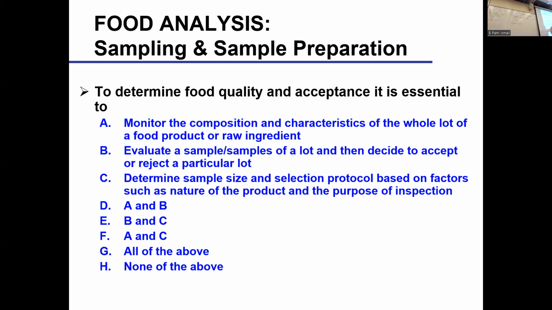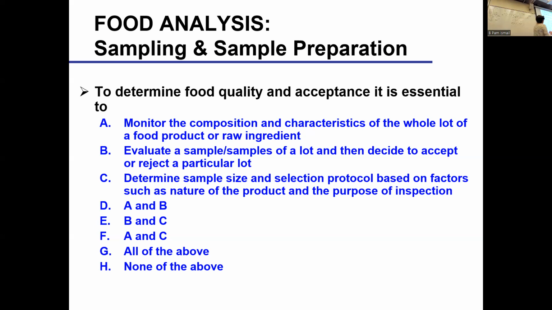Determine sample size, like how many samples you want to pull, and select a protocol for sampling based on factors such as the nature of the product. Is it a homogeneous product? Is it a heterogeneous product? How is it packed or packaged? And what's the purpose of the inspection? Is the purpose of inspection general quality control, consumer acceptance, safety?